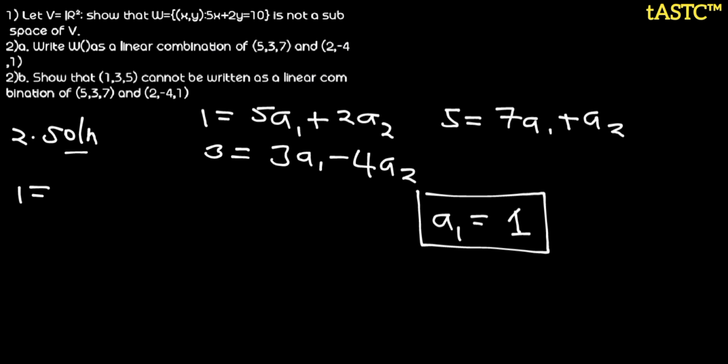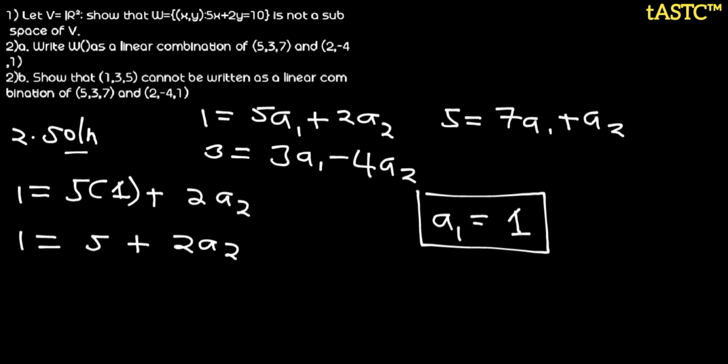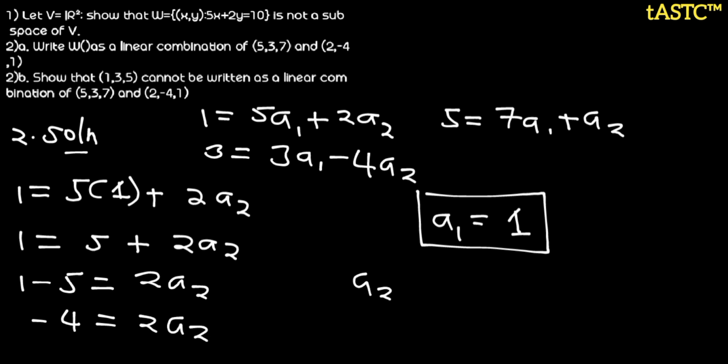So that is going to be a1, and this will be equal to 5 multiplied by 1, plus 2a2, right? So this is going to be a1, and here we're going to have a 5, and here we're going to have a 2a2, right? So if we took this 5 to the other side, we're going to have 1 minus 5, and this is going to be equal to 2a2. This is going to give us minus 4, and then we'll have 2a2, right? So we have a2 to be equal to minus 2. So that is what we have there. So in this case, we have answers for a1 and a2.